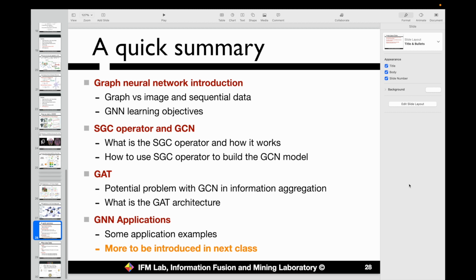We show some examples: how to build a GNN model to classify the nodes, to classify the graphs, and also for studying some other interesting problems with the GNN model. We will have something more to be discussed in the next class for the applications of GNN models.